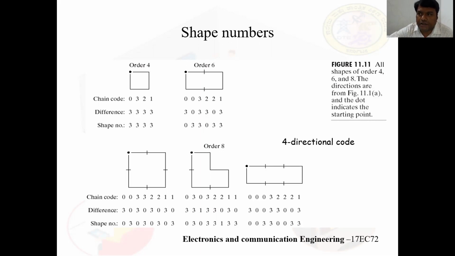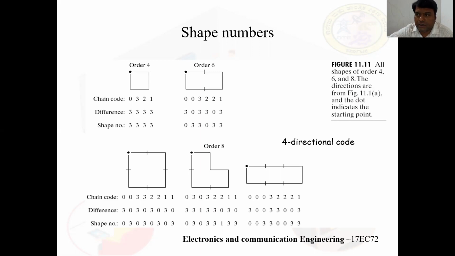To find a shape number, the steps are: find a rectangle of order n, establish a grid size using this new rectangle, align a chain code direction for the resulting grid, obtain the chain code, find the first difference, and use it to complete the shape number.